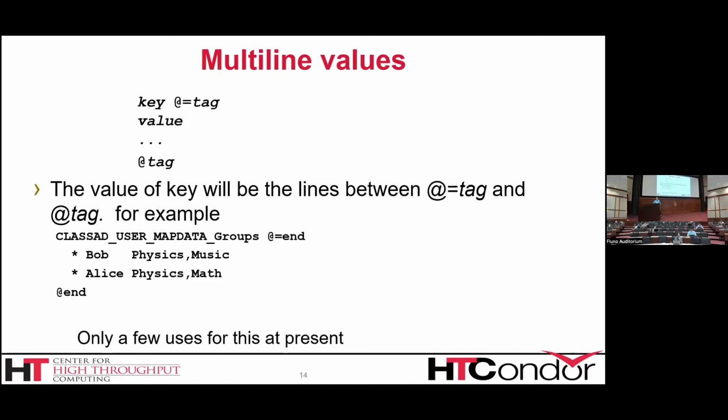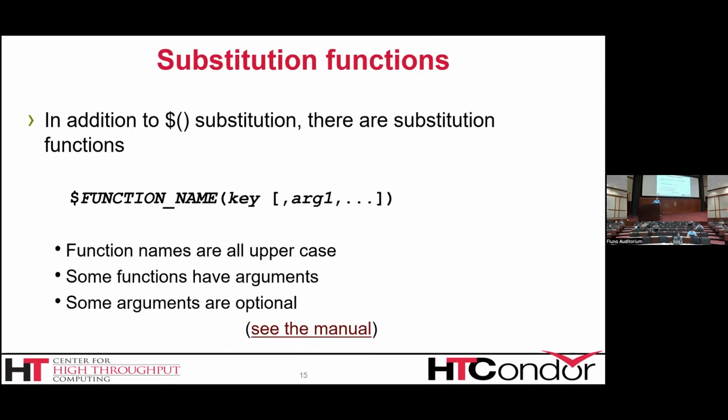This is used for embedded user map data. It's used for job transforms. There's not a lot of use cases for it, but more and more all the time. As we have this capability, we use it.